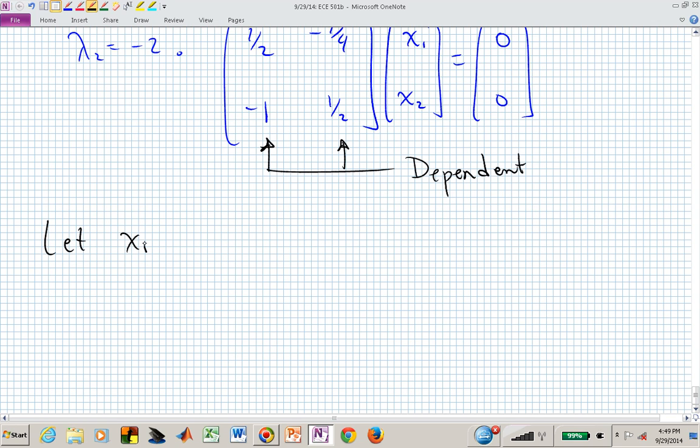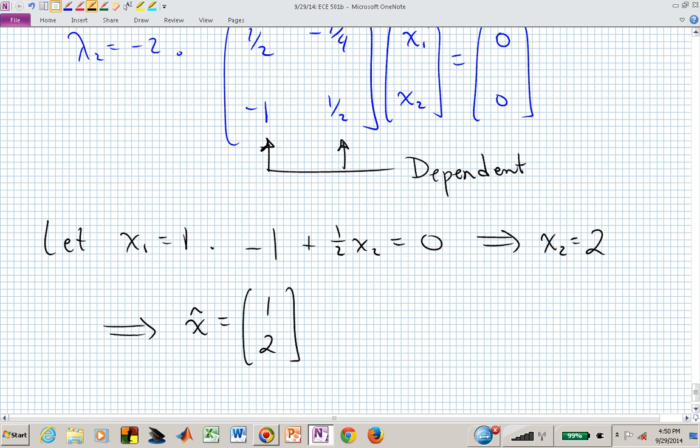Again, if we let x1 equal 1, then we have minus 1 plus 1/2 x sub 2 equaling 0. Now x sub 2 is equal to 2, which gives us a new eigenvector. Let me call that x hat, which is 1, 2. Again, you could have any multiple of that direction, and when hit with B, I think that's what we were calling this matrix, you'll get back that vector.